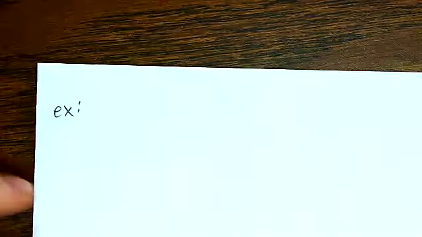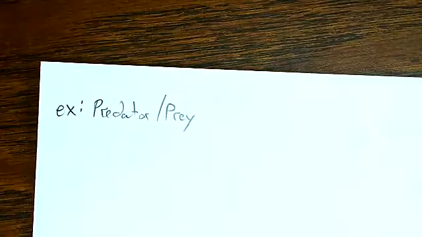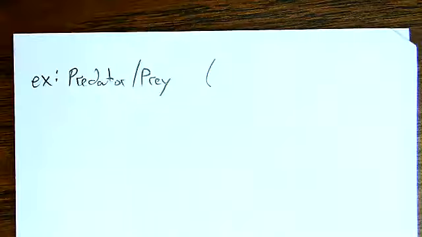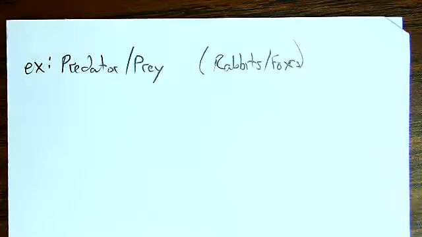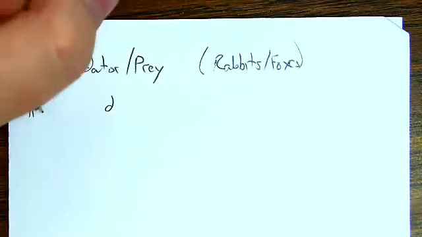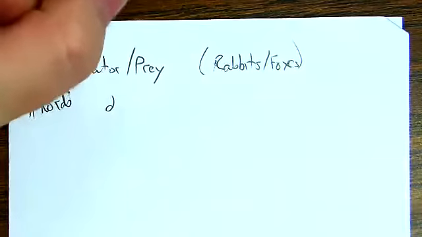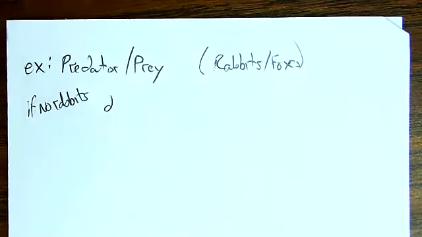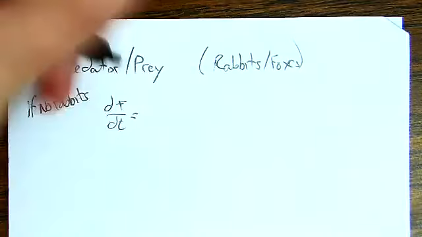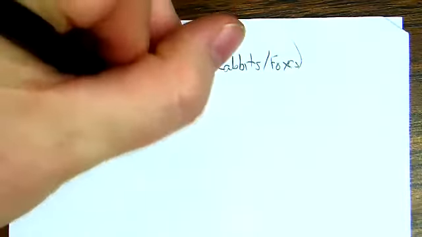The example that many textbooks love here is a predator-prey system, or a competition model. Some textbooks just arbitrarily call these rabbits and foxes. And the idea is, if there are no rabbits, the foxes are just going to die off. So the rate of change of the foxes over time can be modeled with exponential decay.